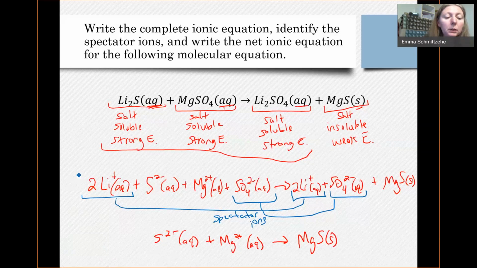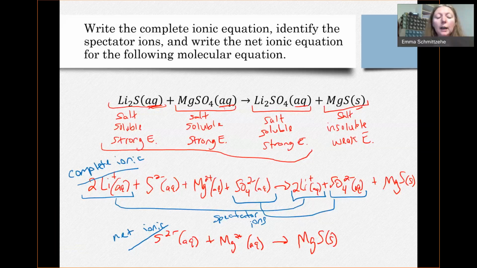So this here is my complete ionic equation. And then this is my net ionic equation. So the complete ionic contains everything, spectators and everything. The net ionic only contains the things that are changing. So the sulfide is S2- to start with, and at the end it's in the compound. It is actually attached to the magnesium in the end.